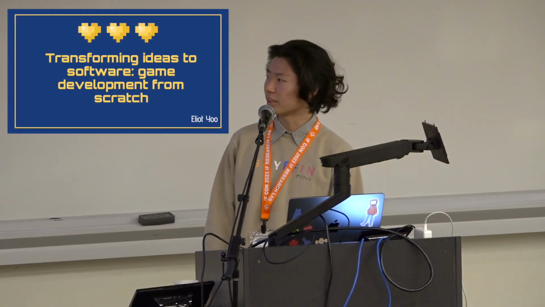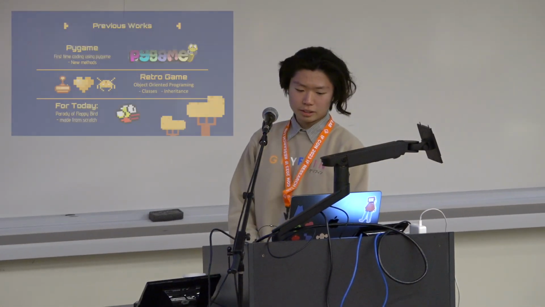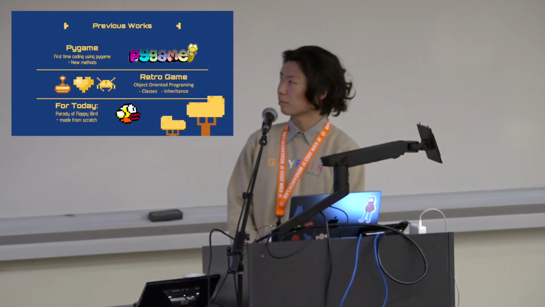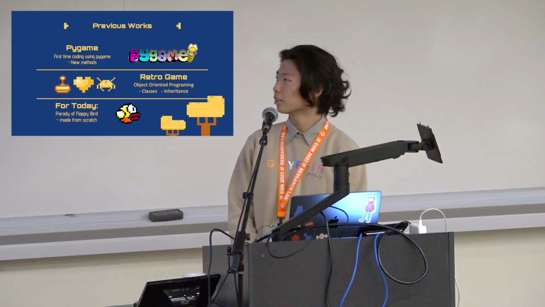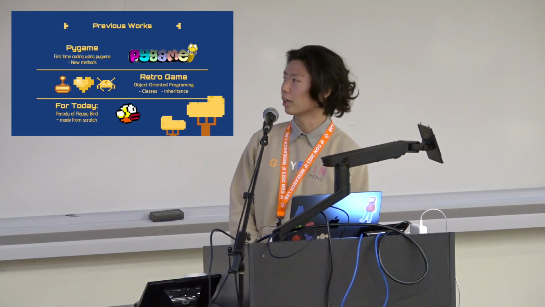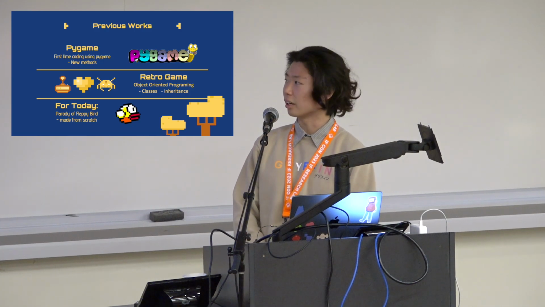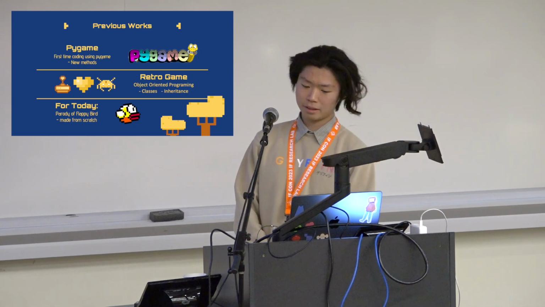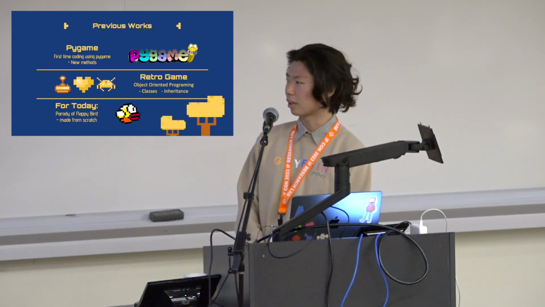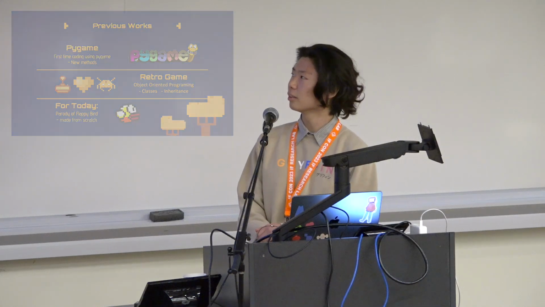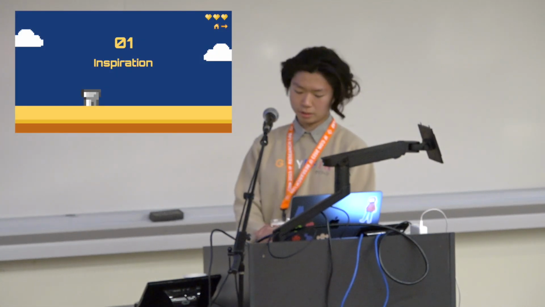Today I'll be presenting on transforming ideas to software: game development from scratch. Previously, at last year's IFCON, I presented my first game using Pygame and its methods to create a retro game. This retro game was also the first time I used object-oriented programming, such as using classes and their inheritance while coding. And for today's IFCON, I'll be presenting a new game I made completely from scratch, which is a parody of Flappy Bird. So to start off, where did this game idea come from?